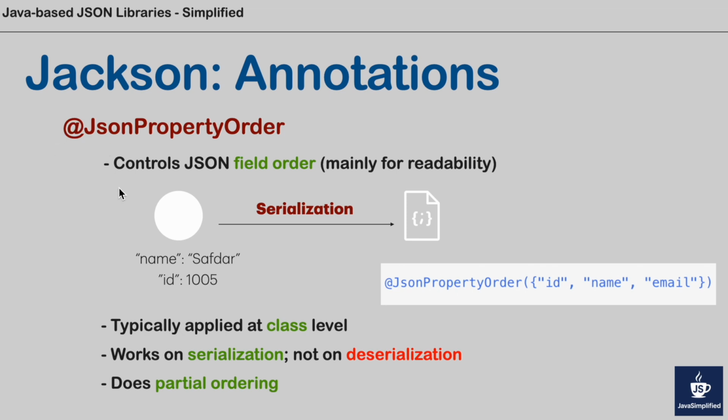JsonPropertyOrder controls the JSON field order, mainly for readability. Let's suppose in our object there are two fields, name and ID. I want ID to be first and name to be second. In our JSON, the sequence in which we provide the field names, they will be serialized in the same way. So here we have declared ID, name and email. So ID will be first in our JSON, name will be second and email will be third. So let's see in our example.